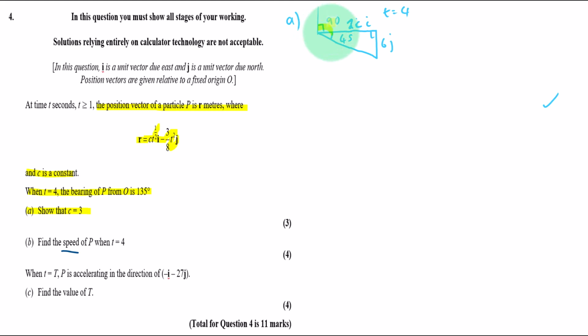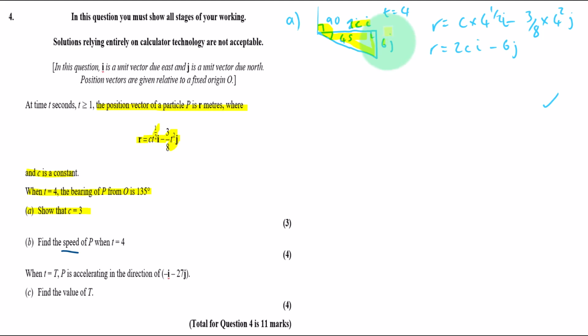90 add 45 is 135. Bearings are from north, and at that point t equals 4. Just substitute our values into this formula here. So we get r equals 2c in terms of i, and minus 6j in terms of j, minus 6. So as a triangle, imagine that as a triangle here.